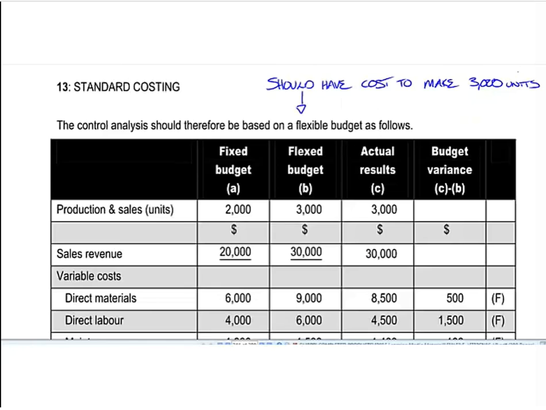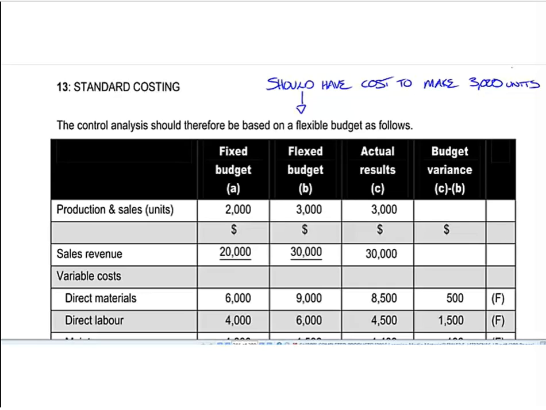What we can see in this page is a much more meaningful statement. You can see in this statement that we have the original fixed budget based on the 2,000 units. But now we have a flexed budget based on the 3,000 units. And what that flexed budget will show us is what it should have cost to make 3,000 units.